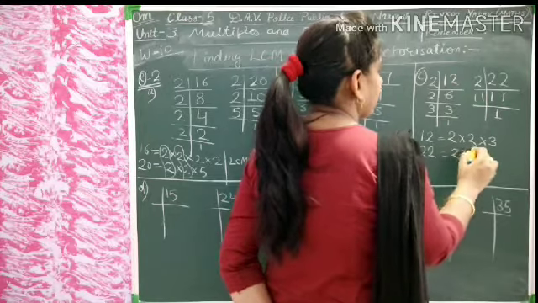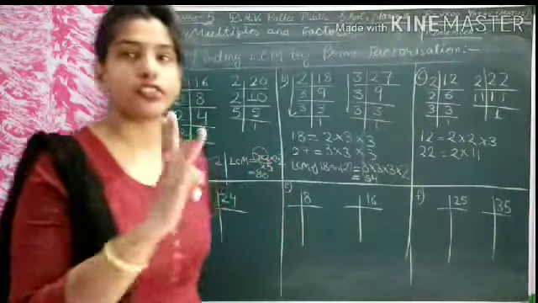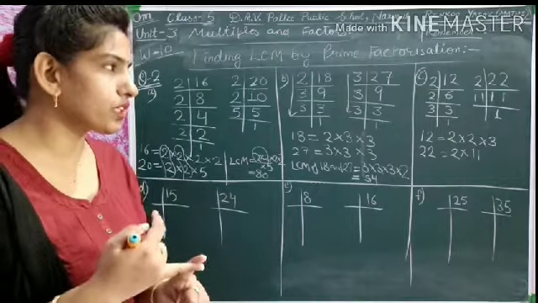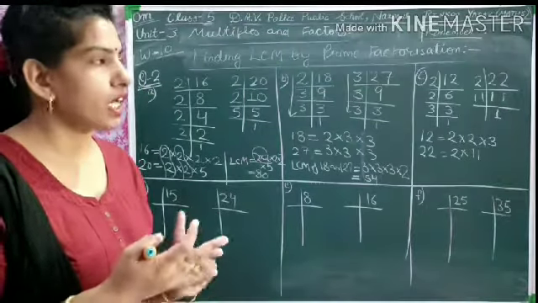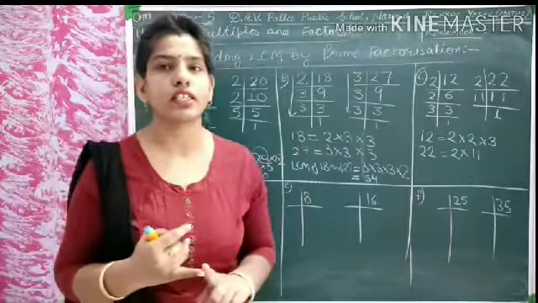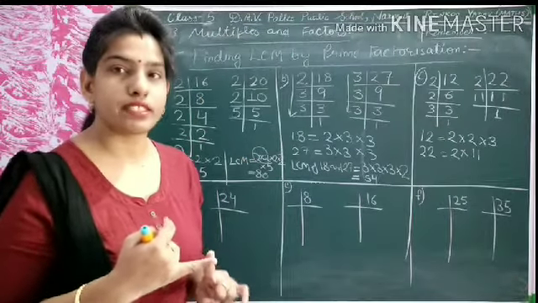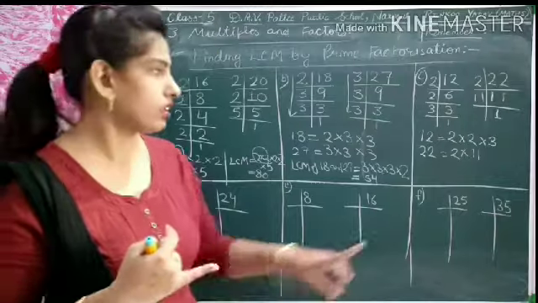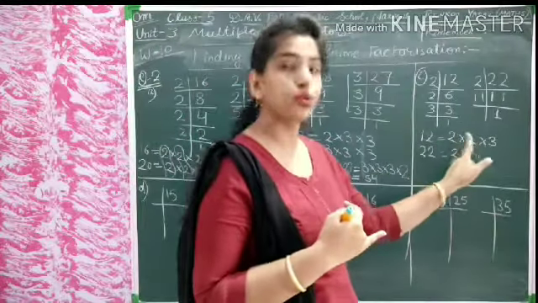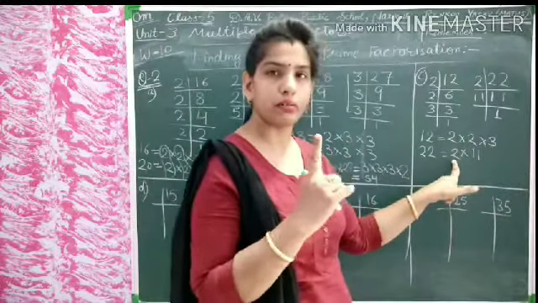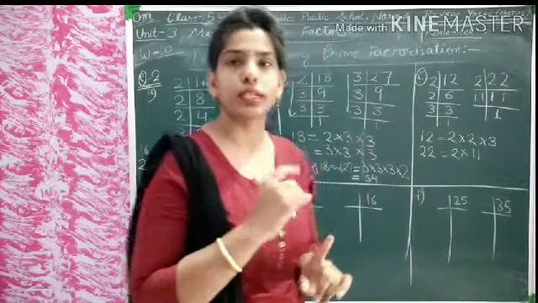2 into 11. Yes, students, there are 3 factors. 2 is used here, 3 is used here, and 11 is used here. Firstly, we will check 2. 2 occurs the maximum number of times where? How many times? 2 times, and there is only 1 time in the other. It means we take it as 2 times first.